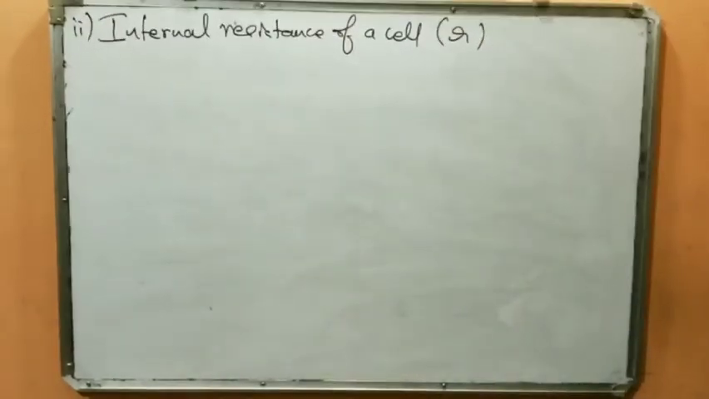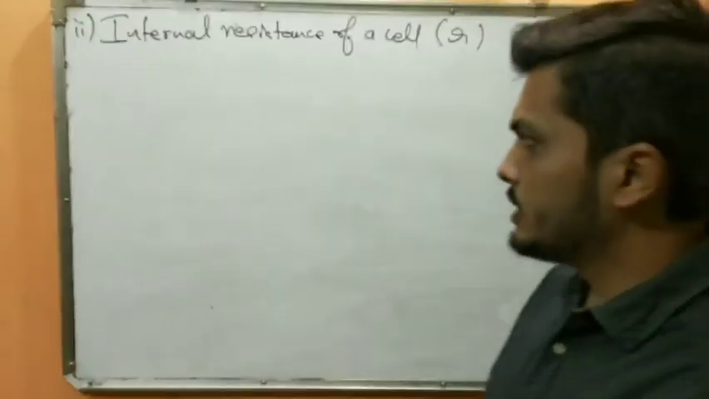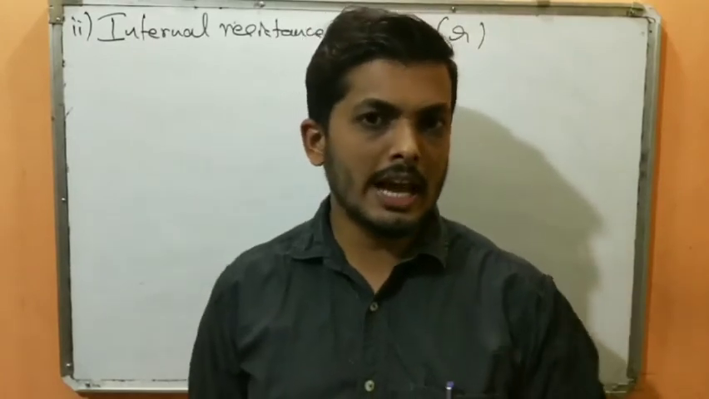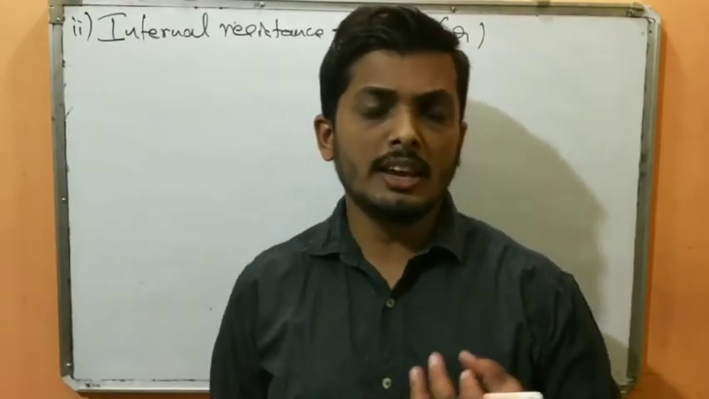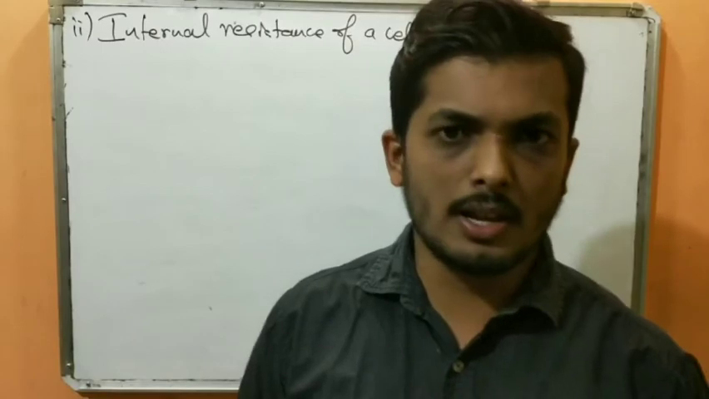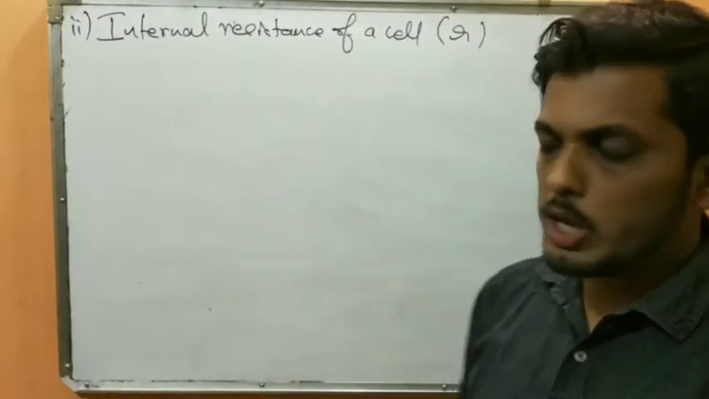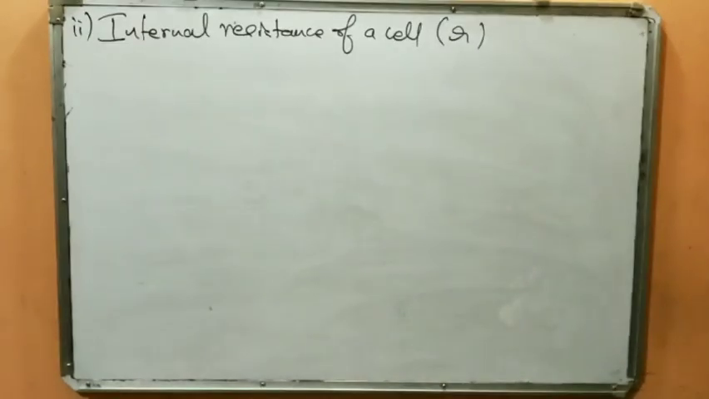So the concept of electromotive force came into existence. Now again, instead of two cells, you have been given one cell, and your task is to find the value of the internal resistance of that cell. So how are you going to do it? You have been provided with the potentiometer. So the potentiometer will do this work for you.